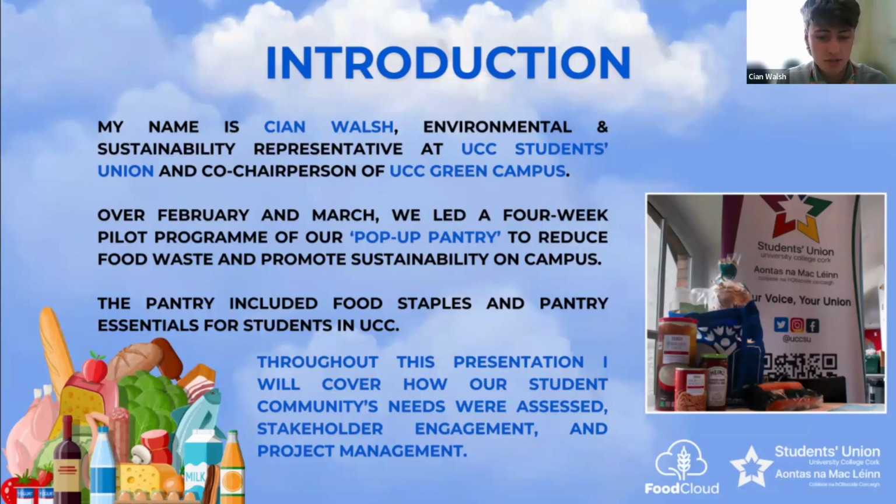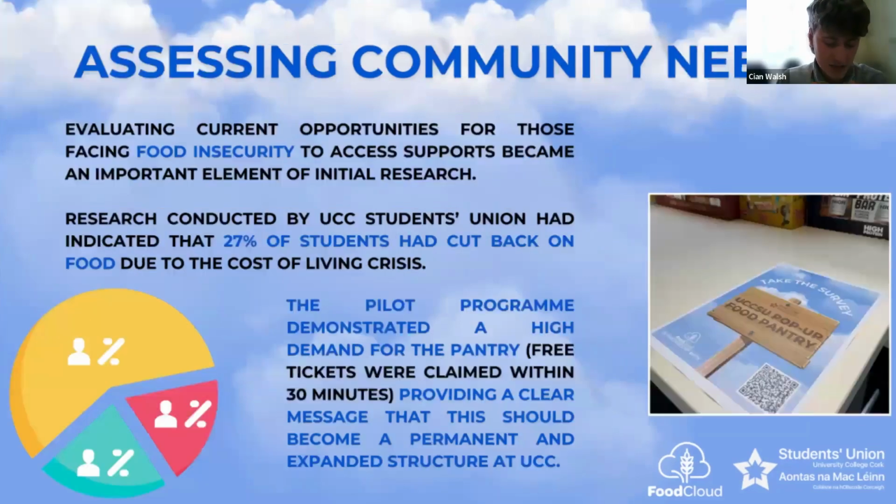So today I'm going to cover 3 key elements of starting up this initiative, building on the previous presentation. So it's assessing community needs, stakeholder engagement, and good governance and project management. So firstly, in terms of assessing community needs, the first step for us was to speak to existing initiatives. And that for us was Galway, and in the University of Galway, where they already had a developed pantry.